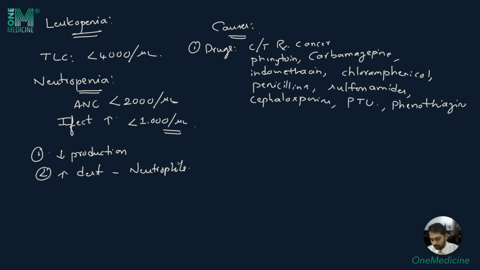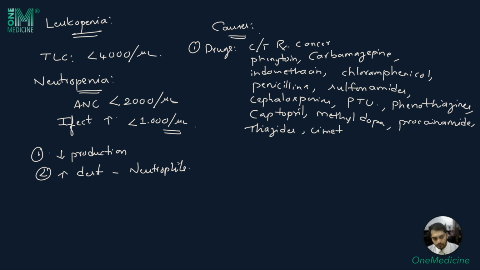phenothiazines, captopril, methyldopa, procainamide, thiazides, cimetidine, allopurinol, colchicine, ethanol, and immunosuppressive agents. It is very important to know which drugs cause neutropenia, because avoiding them can reduce neutropenia occurrence and also reduce the risk of serious life-threatening bacterial infections.